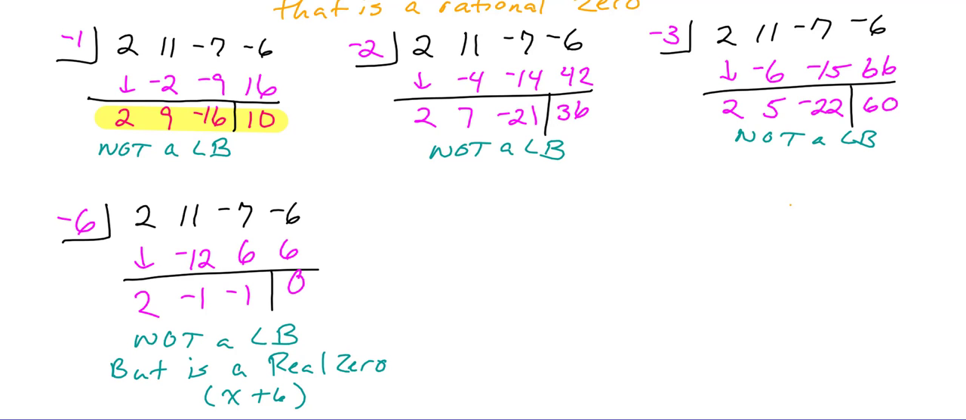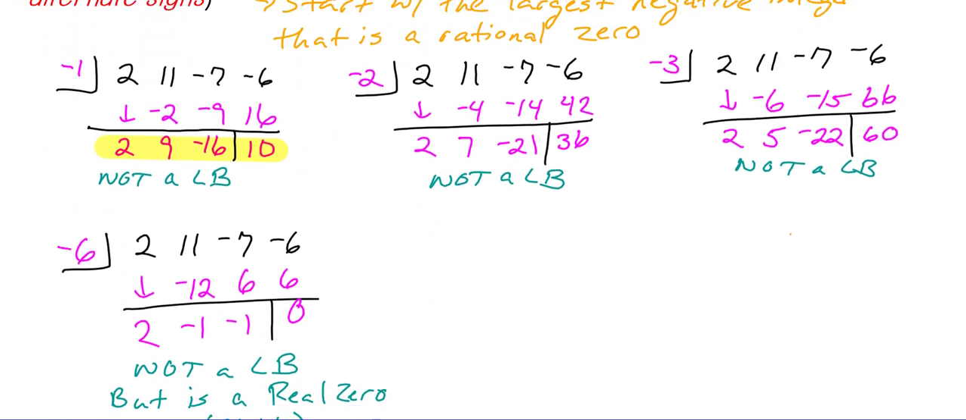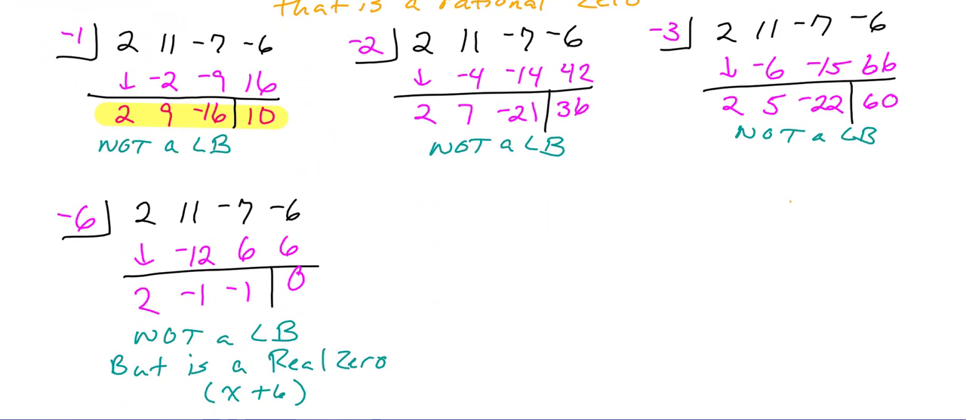Okay, so now we ran out of numbers on here. We don't have any negative numbers smaller than -6. So when that happens, when you're looking for a bound, you just go down to the next negative number. So the next negative number below -6 is -7. 2, 11, -7, -6. And this should work out to be alternating signs.